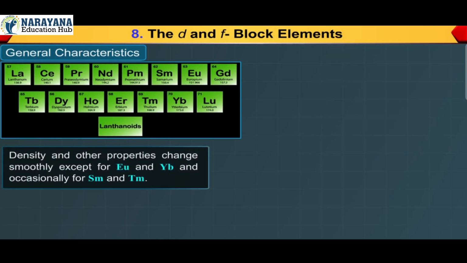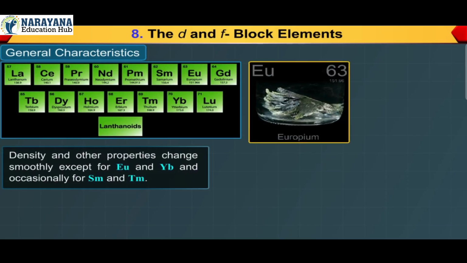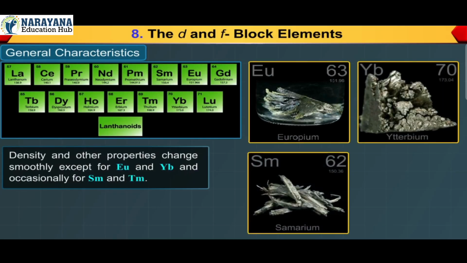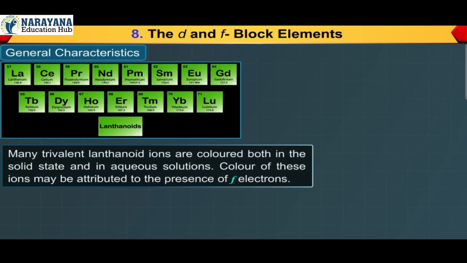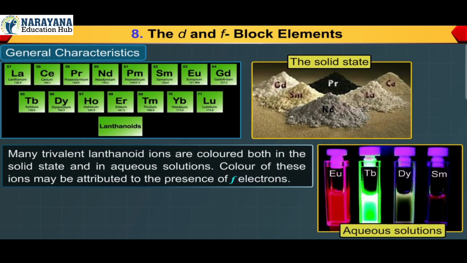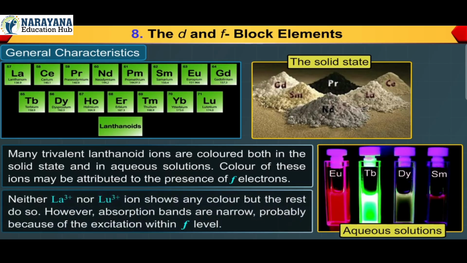Density and other properties change smoothly except for Eu and Yb and occasionally for Sm and Tm. Many trivalent lanthanoid ions are colored both in the solid state and in aqueous solutions. The color of these ions may be attributed to the presence of f electrons. Neither La3+ nor Lu3+ ion shows any color, but the rest do so.